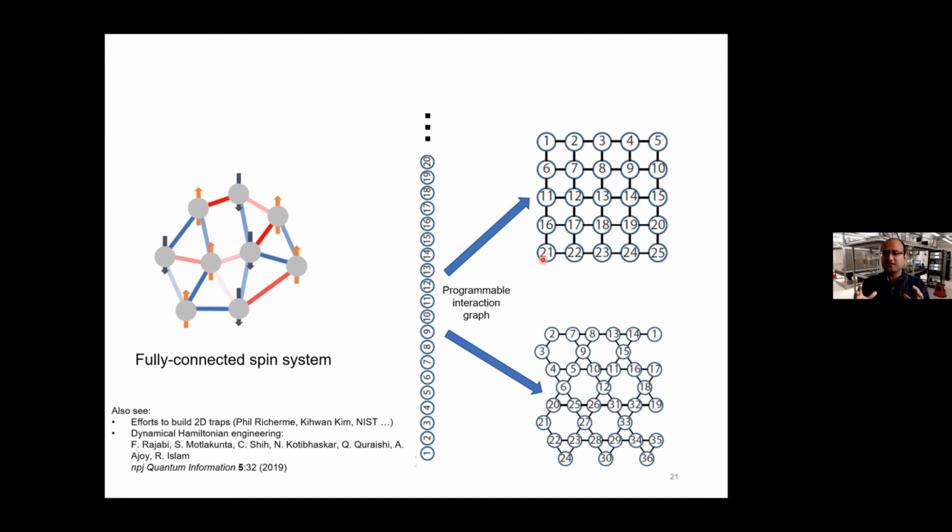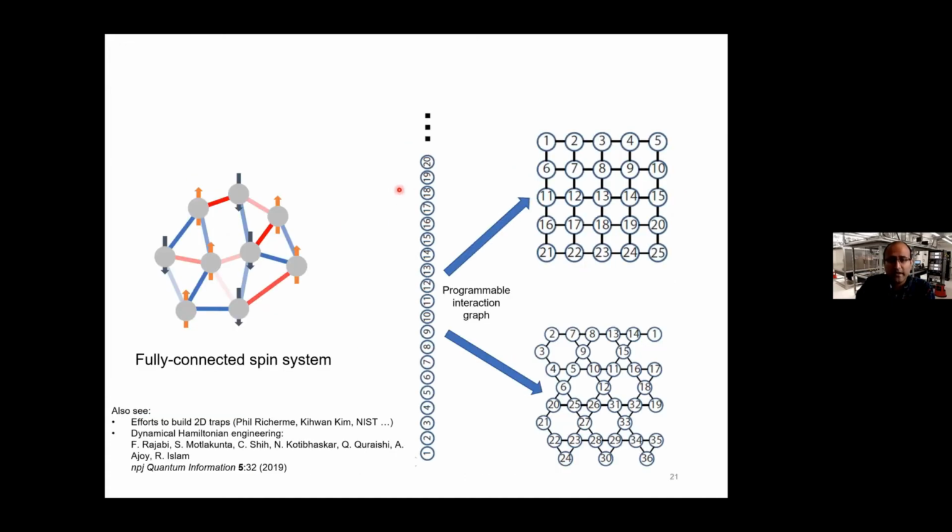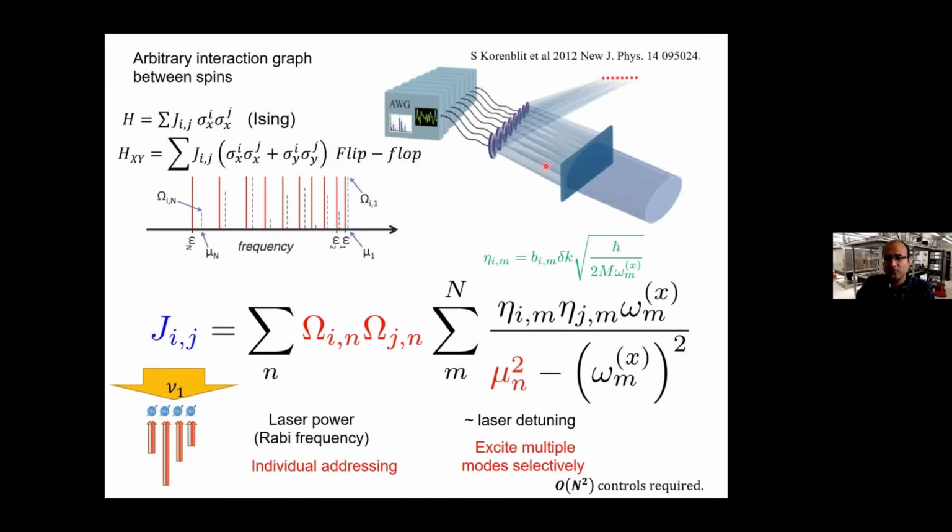So the concept of dimensionality becomes something that is programmable. What do we need for that? Clearly, having just a global beam will not do that, because if you have a system of n ions, you have n choose two pairwise interactions, and if you're controlling all of them, you roughly need n choose two, which is roughly order n squared control parameters. What are these n squared control parameters?